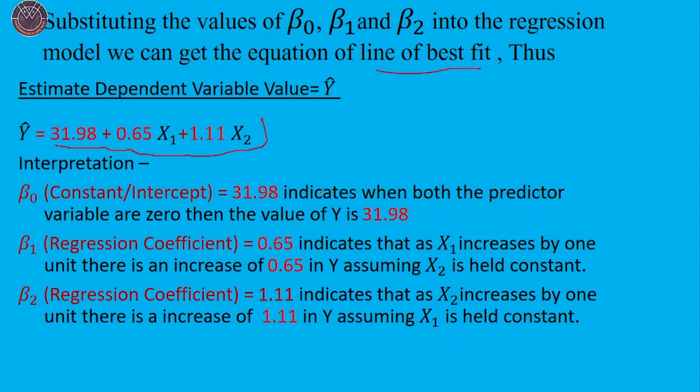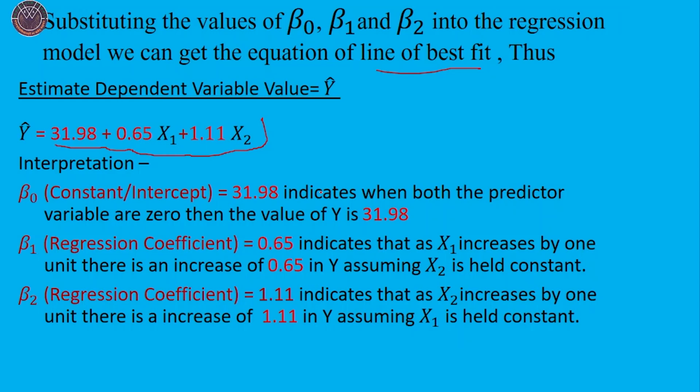Similarly, for beta 2, the value is 1.11, and it indicates that when x2 increases by 1 unit, there will be an increase of 1.11 in y, assuming x1 is held constant. So if the number of classes increases by 1 unit, assuming x1, or revision time, is kept constant, there will be an increase in exam score by 1.11.